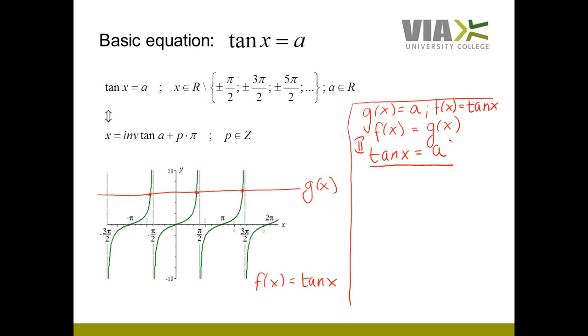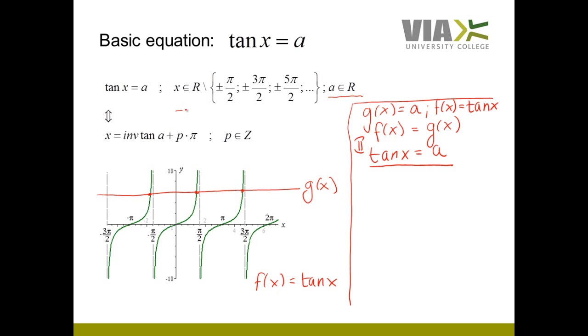When we looked at the basic equations sine x equals a and cosine x equals a, we saw that we had a restriction on the number a if we should have any solution. We saw that a has to be between minus 1 and 1. As you can see in the graphs over here, we don't have any restriction on the value of a. No matter what a is equal to, we will find intersection points between f(x) and g(x). That's why, as noted up here, a can belong to all real numbers.